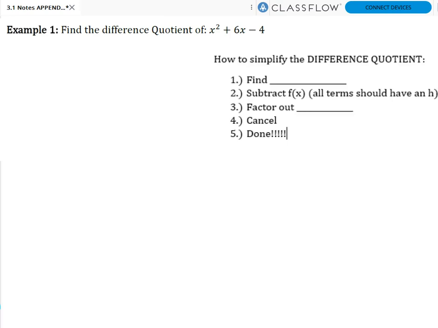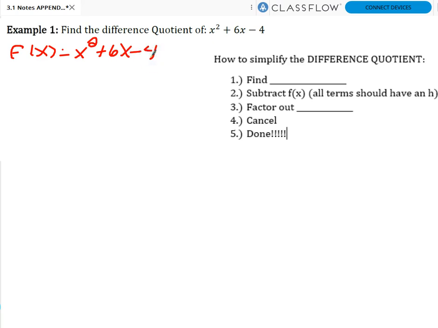Hello, welcome back. As I mentioned in this video, we're going to talk about how to use and find the difference quotient of a given function. So in this case, our function here, f of x, is going to be x squared plus 6x minus 4.